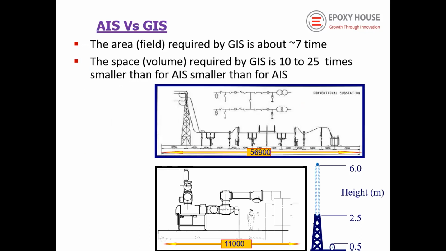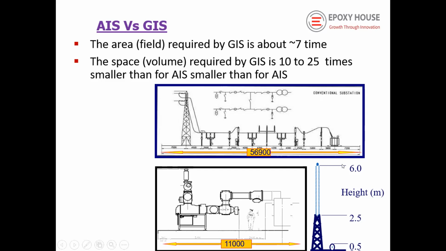This is also another example to understand the severity of this one. Again, this is a 245 kV substation. Here, if you see, this is about 57 meter length. This is changed into only 11 meter length.